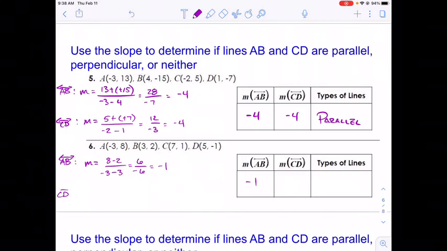And for CD, we get 1 minus a negative 1 over 7 minus 5. Plus gives me 2 over 2, which is going to be 1. So since these are opposite reciprocals, this is going to be perpendicular.